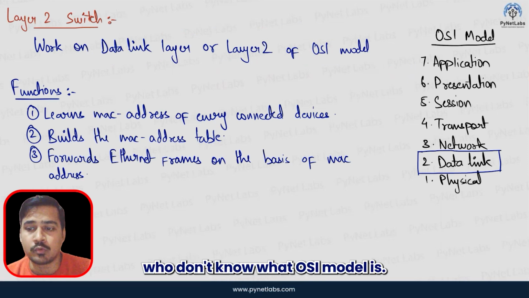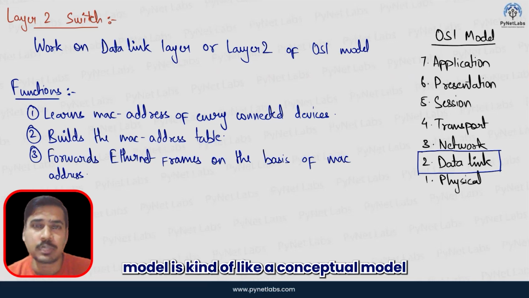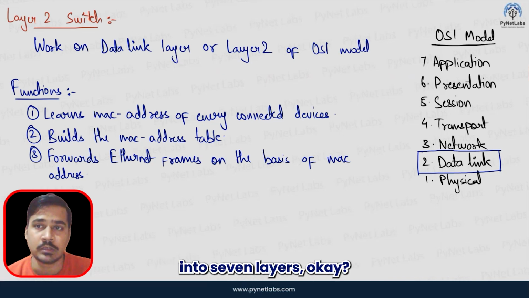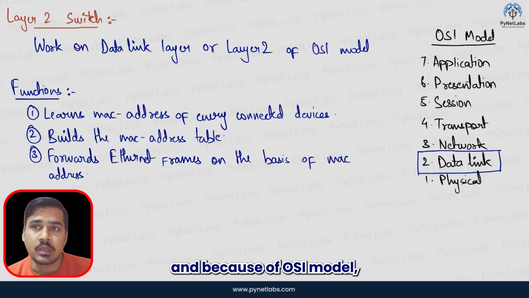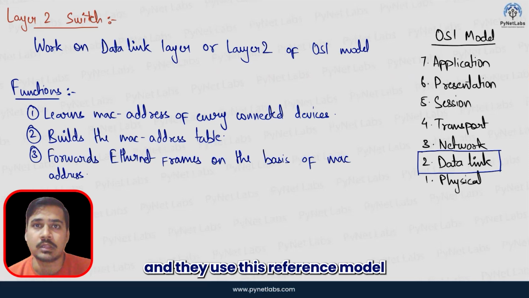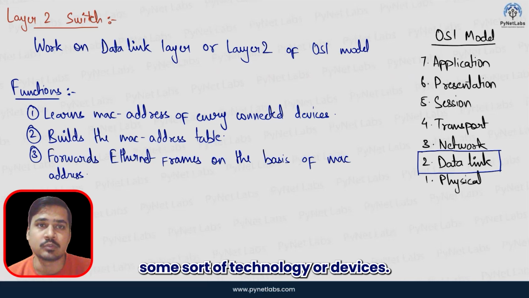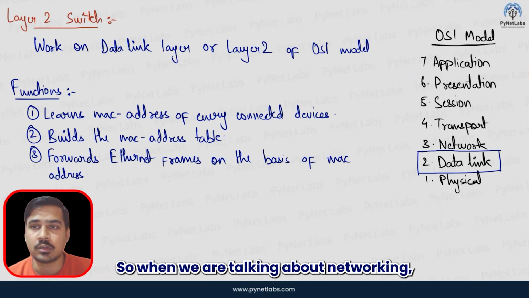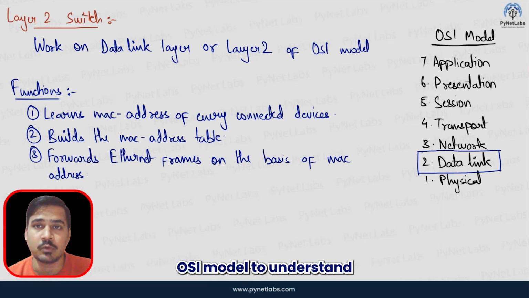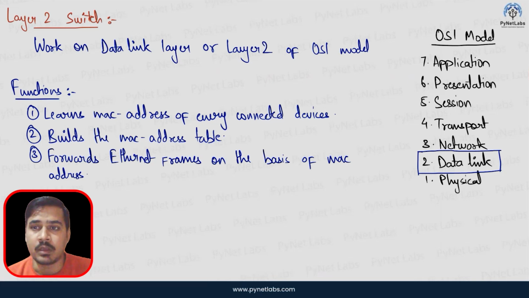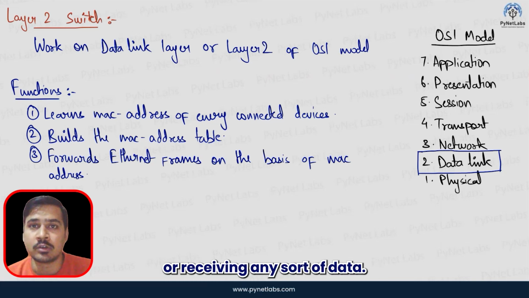A layer 2 switch, or L2 switch, works on the data link layer of the OSI model. Those of you who don't know what an OSI model is, it is a conceptual model which breaks down the whole networking process into 7 layers, or 7 steps. Because of the OSI model, vendors and technology developers got a reference model that they use whenever they are about to create technology or devices. When we are talking about networking, we always use the OSI model to understand how a packet travels, or what process happens when we are sending or receiving any sort of data.